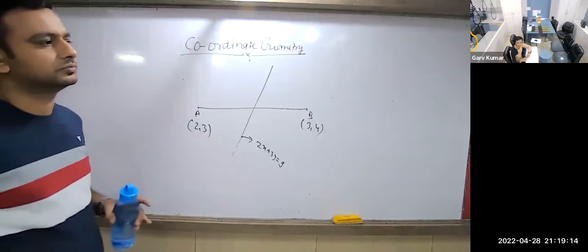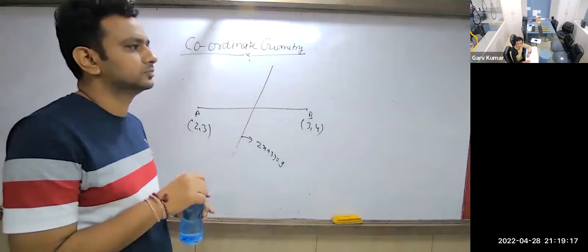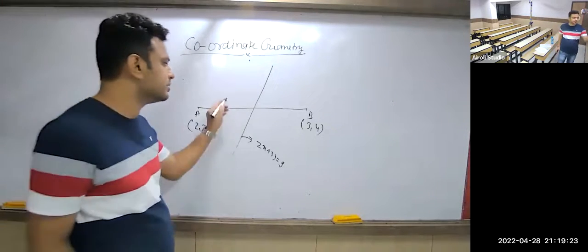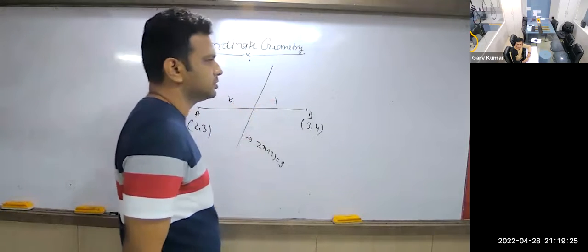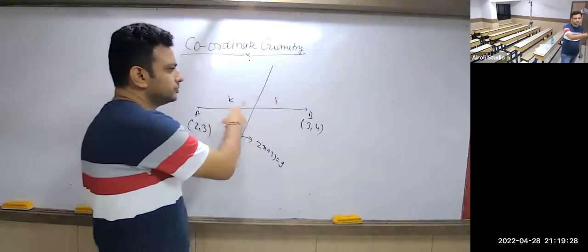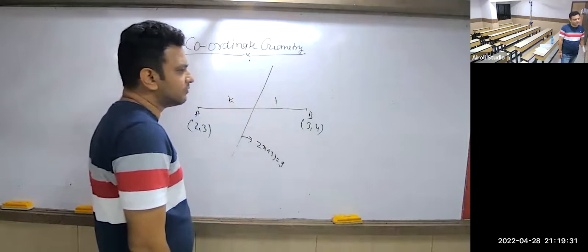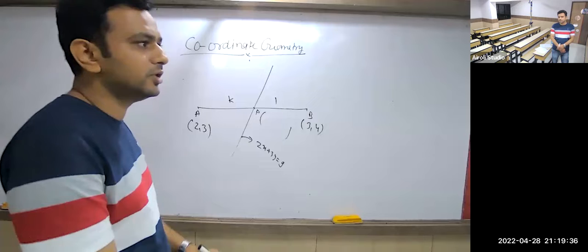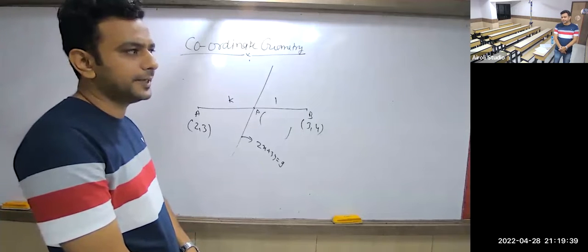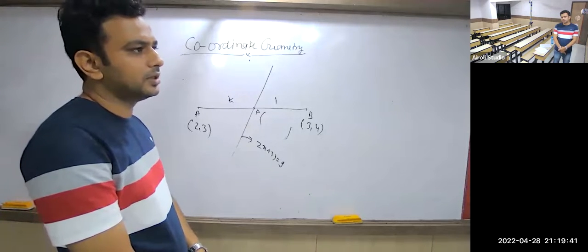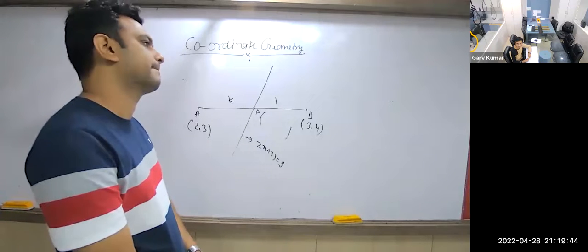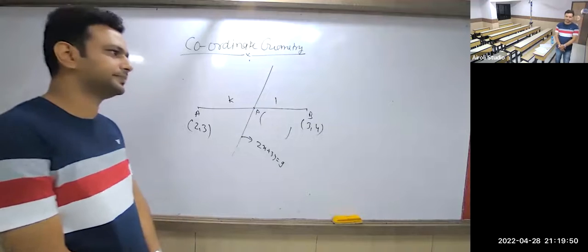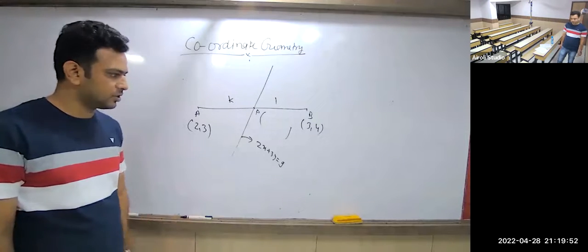Sir, by finding the point at which it is intersecting first. Okay, how do you find it? So we'll assume the ratio is k is to 1. So in that way, you can find the P coordinate in terms of k by the section formula. Clear? Got it? How do you find the value of k? You got the P coordinate in terms of k. Now how do you find the coordinate of P?